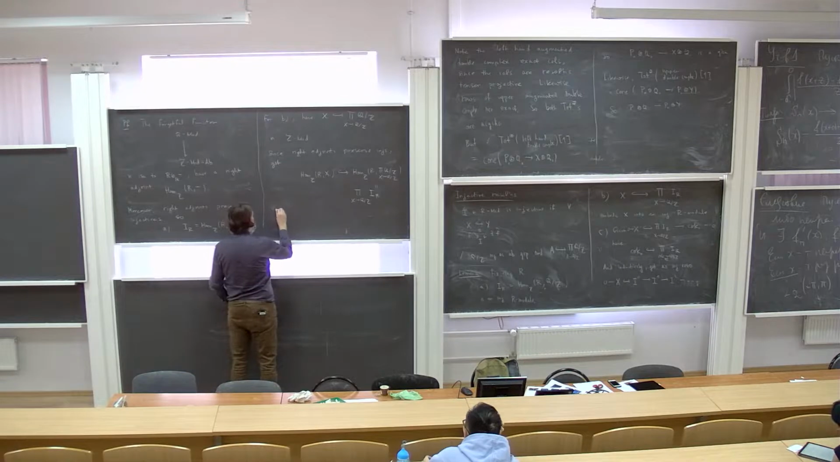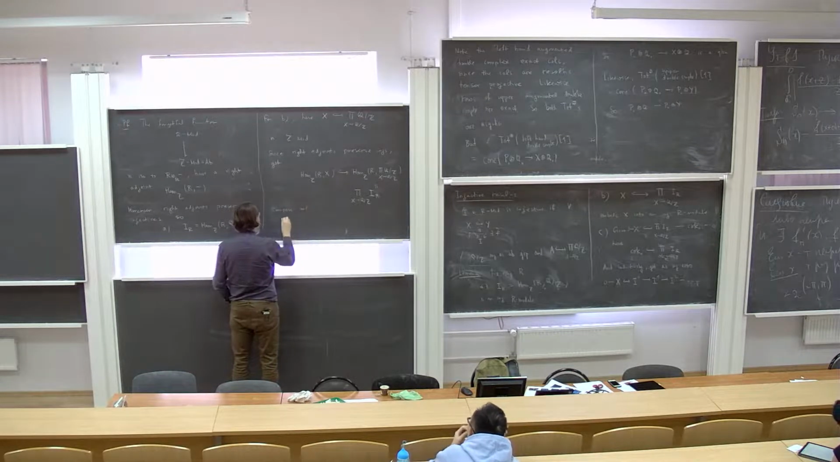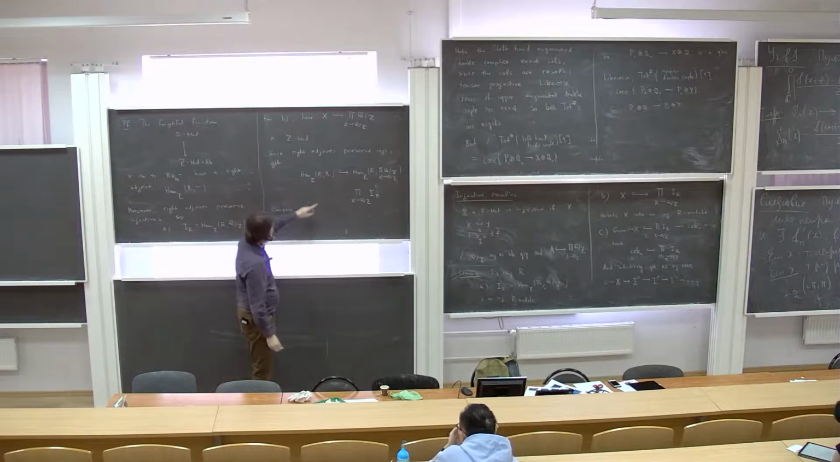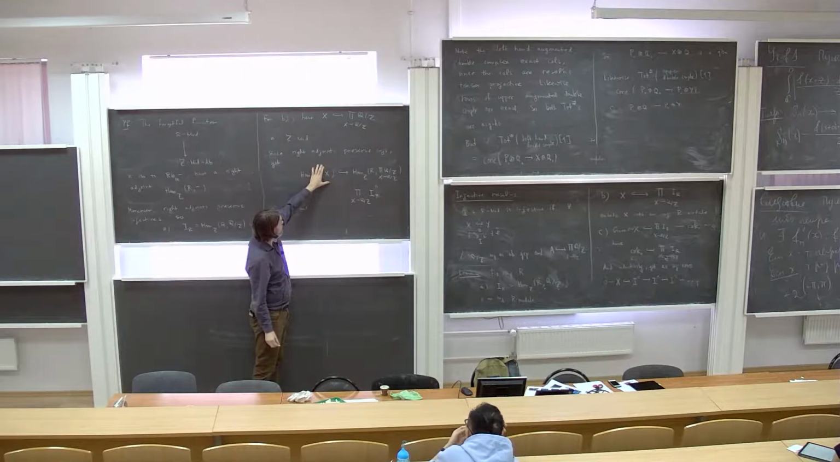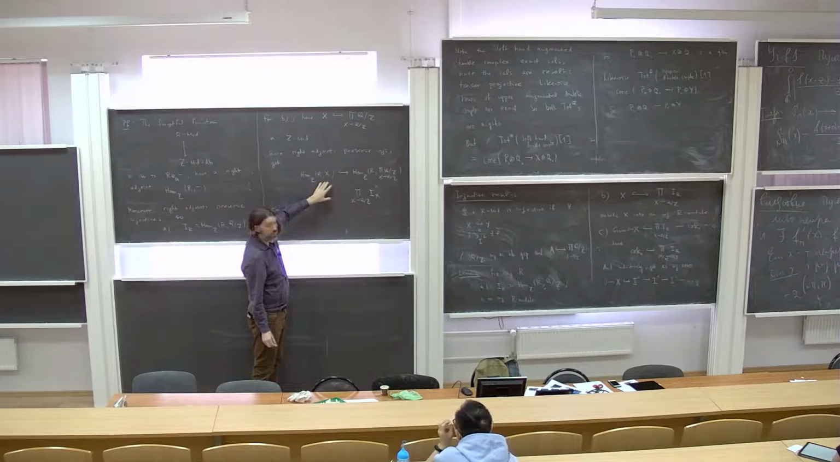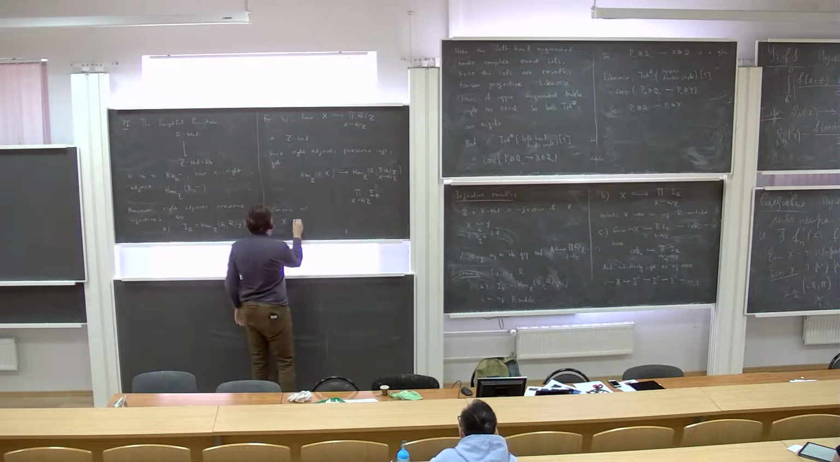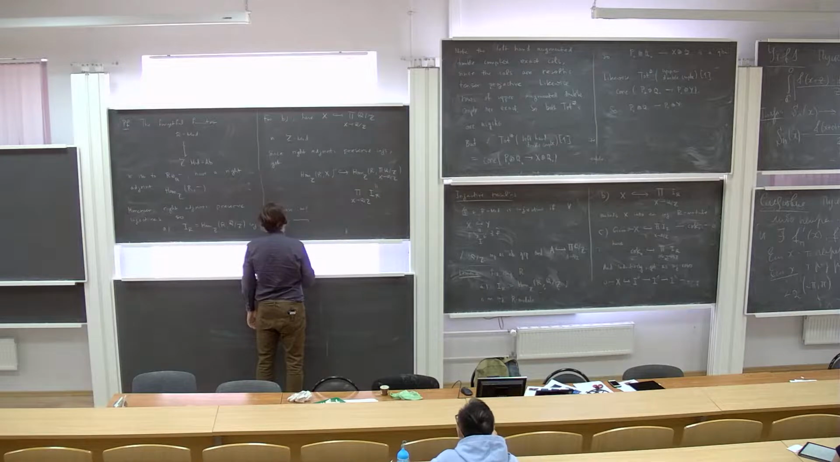Okay. So now compose with the map. Well, what was this? This was forget, and then take the right adjoint to forget. So there's a natural map here. This is the unit of the adjunction.